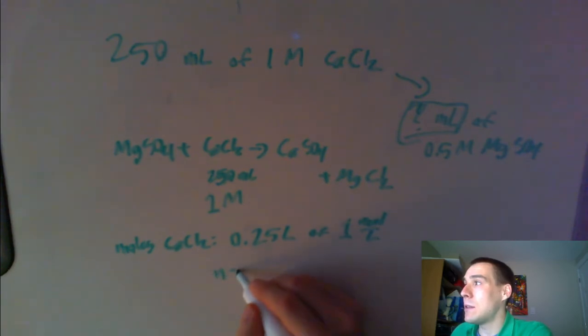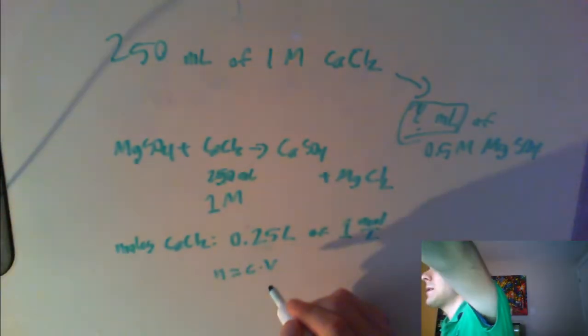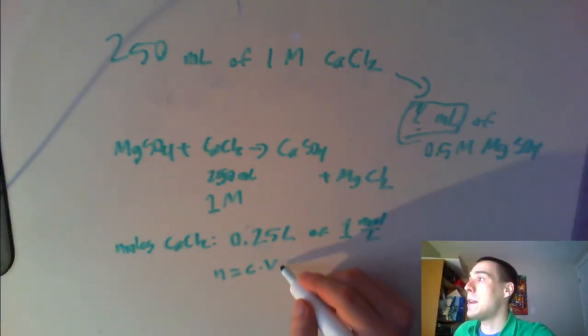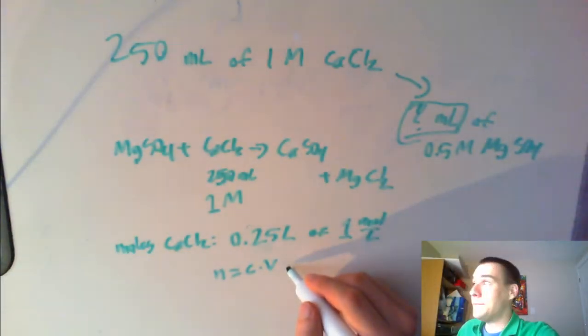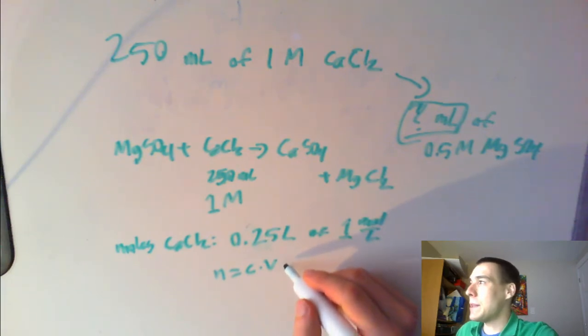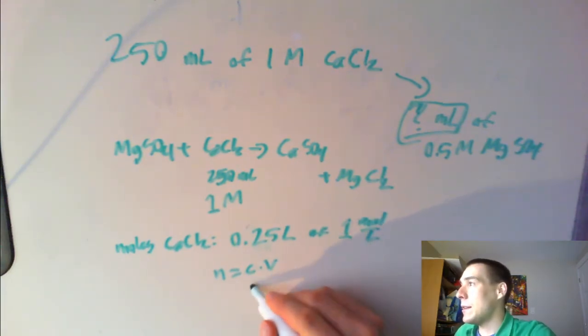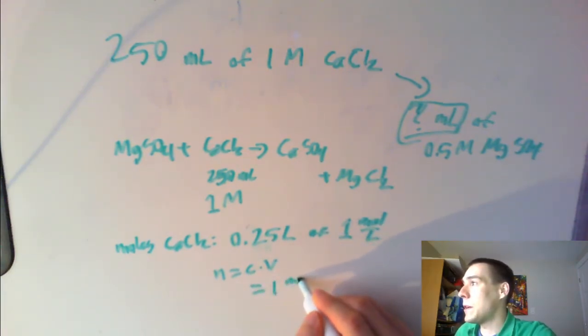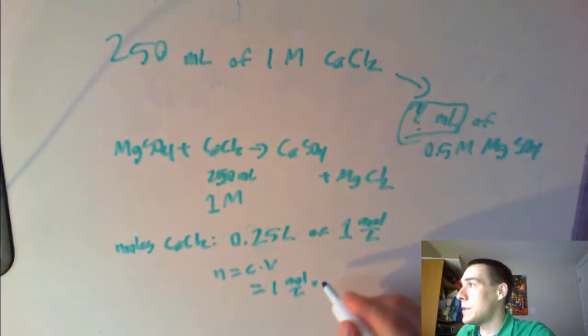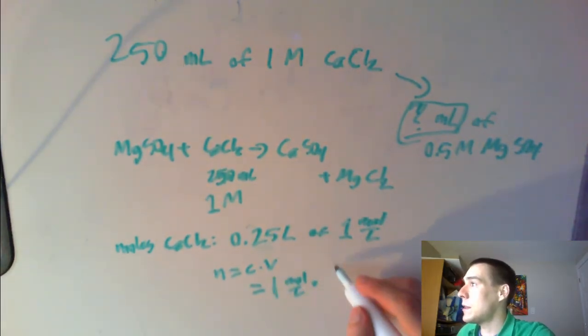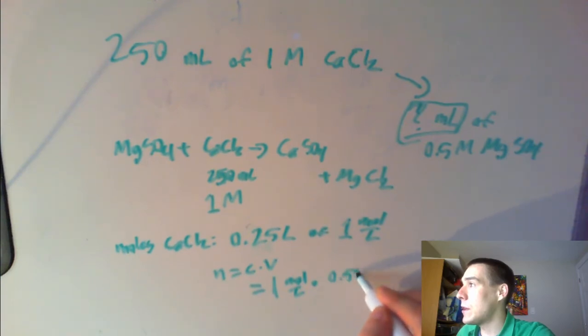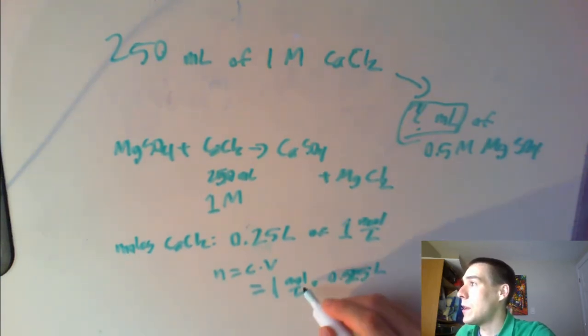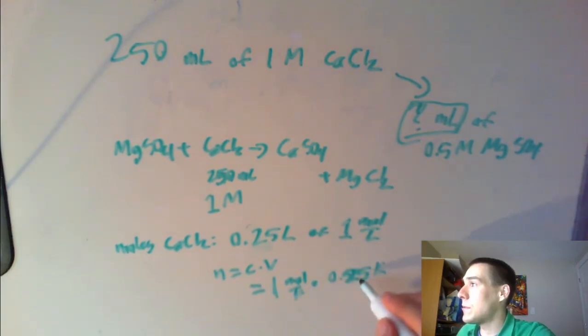Well, we just use N equals C times V. It's getting kind of dark, so let me get some light on there. Ooh, now my face is really bright. That's fine. N equals C times V, and that is 1 mole per liter times 0.25 liters. The liters will reduce to 1. We're just going to be left in moles.